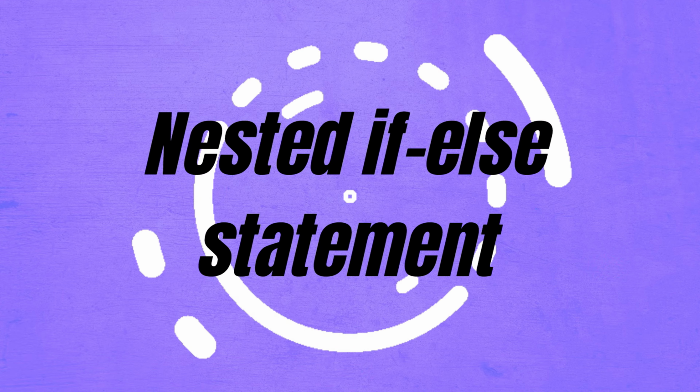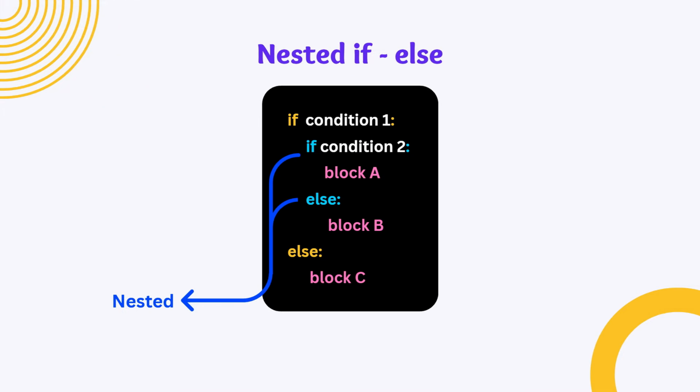Nested if-else statement. A nested if statement is an if statement placed inside another if or else block, allowing you to check multiple conditions in a specific order. Here's how it works. First, Python checks condition 1. If condition 1 is true, it moves inside and checks condition 2. If condition 2 is also true, it runs the first block, block A. But if condition 2 is false, it runs the nested else block, so it does block B.